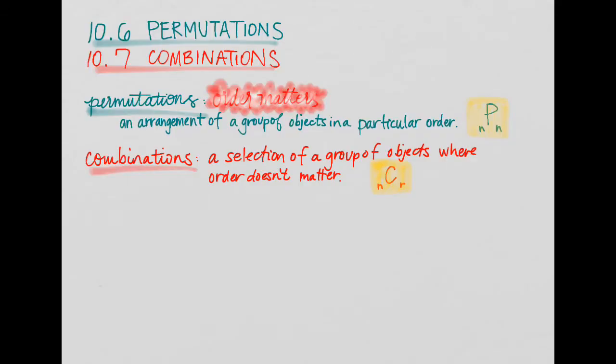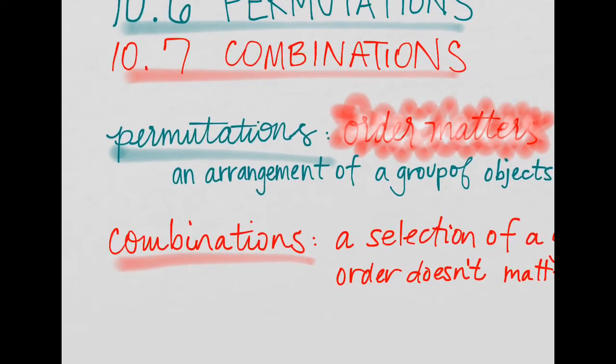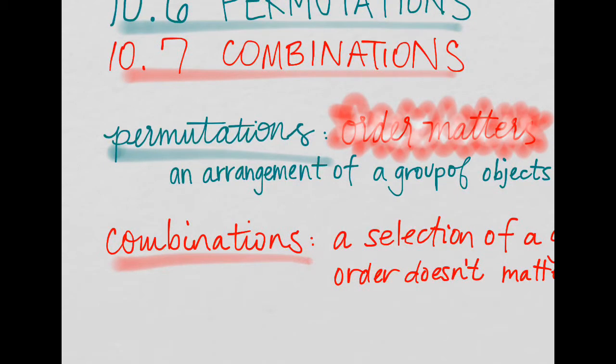So chapter 10.6 is permutations. Chapter 10.7 is combinations. What do those words even mean, you ask? Well, they are very, very similar. However, the main difference here is that with permutations, order matters, and with a combination, order doesn't matter. So, order matters, order doesn't matter.